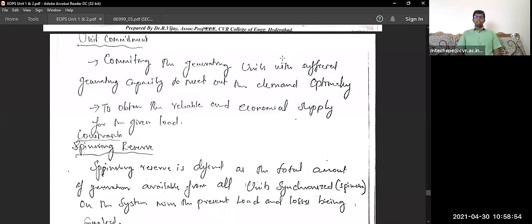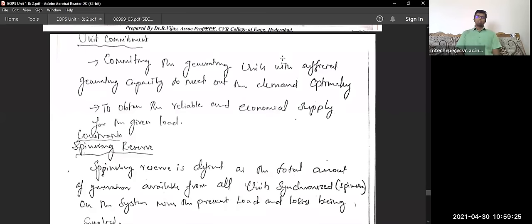Whereas here, first you have to do the unit commitment problem, and only then you go for your economic load dispatch problem, because we have to commit which unit we have to select. So that's why it is committing the generating units with sufficient generation capacity to meet the demand optimally. That is called your unit commitment problem.